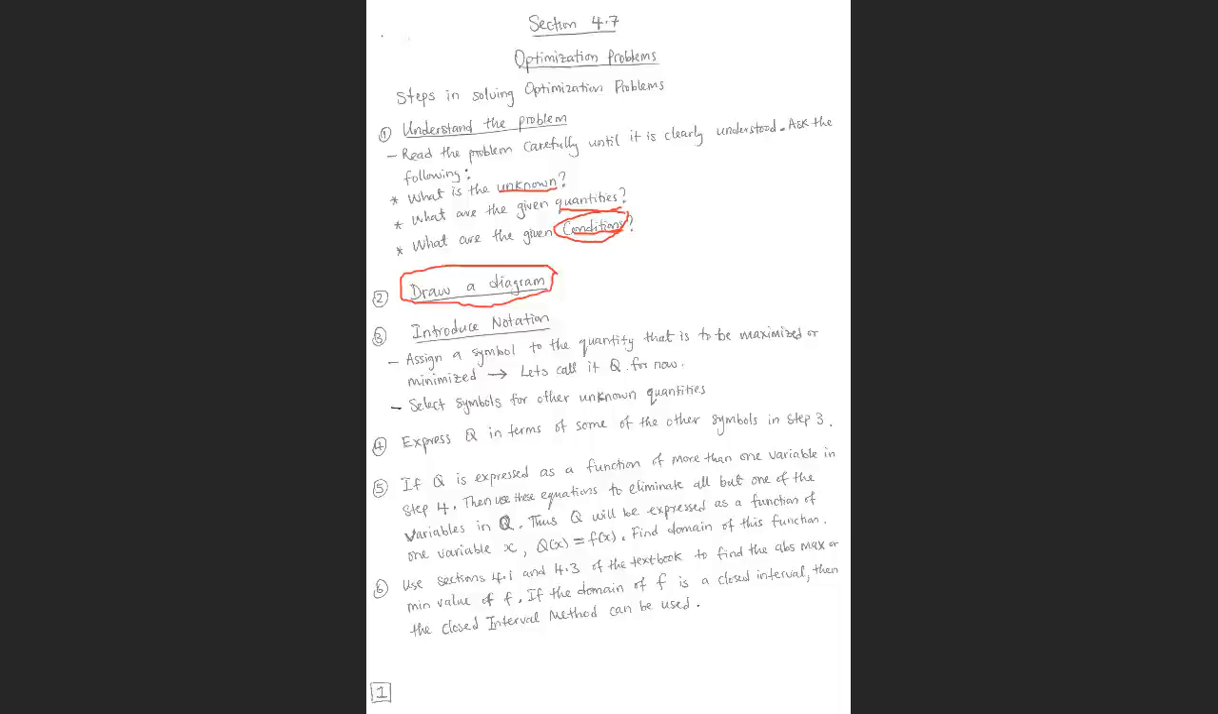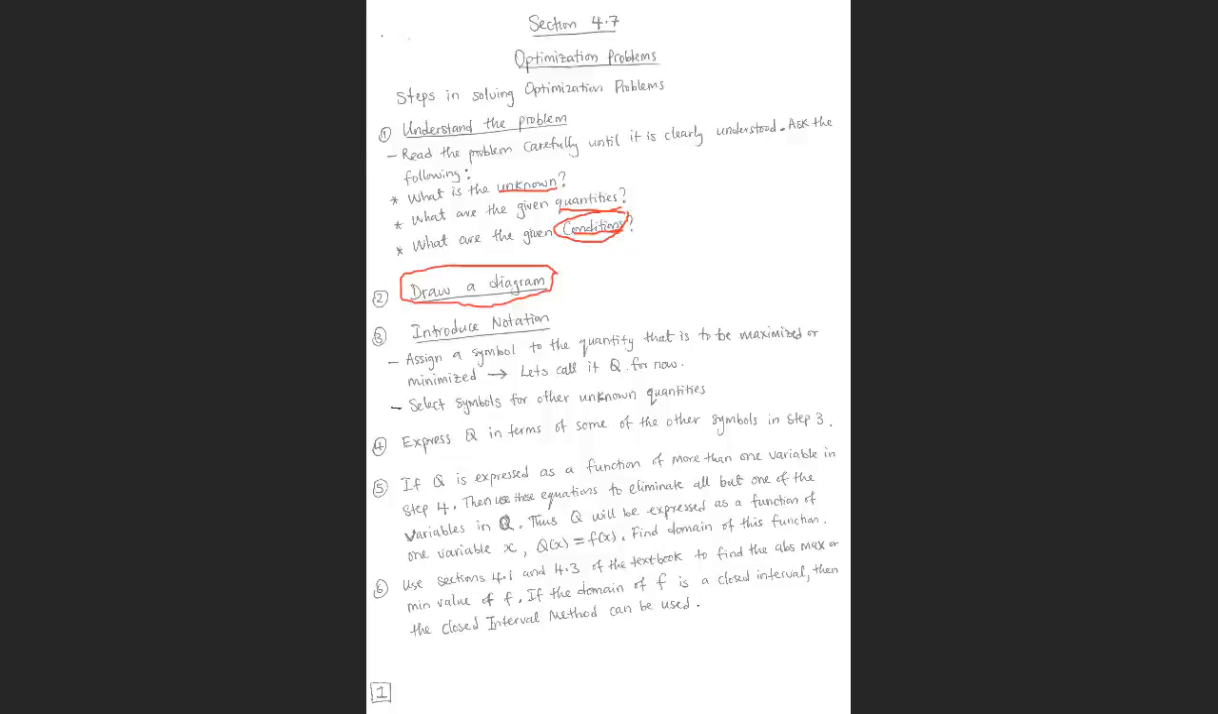And then introduce notation. So use symbols. Most of the time I'll be asking you to maximize or minimize something. When we talk of optimization, there are only two things there. Either you maximize something or you minimize it. But introduce variables. I use the word symbol. For example, volume, you can call it V. Radius, you can say R, and so on.